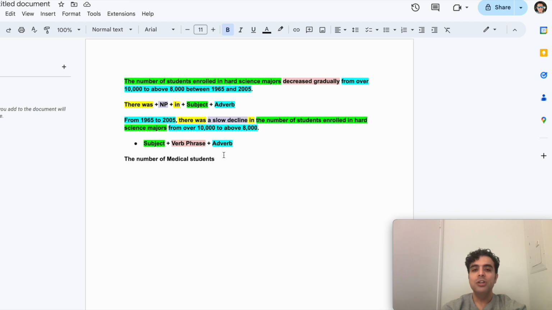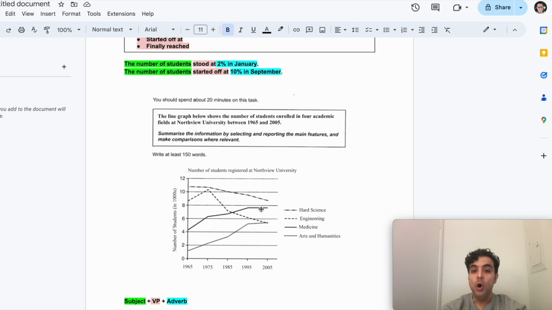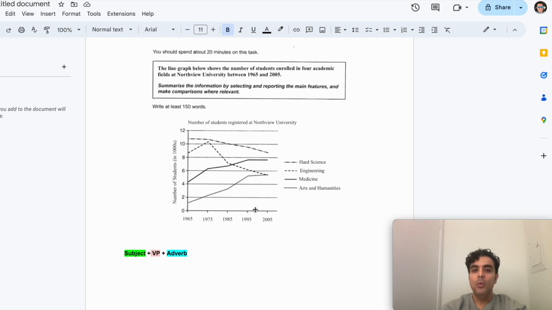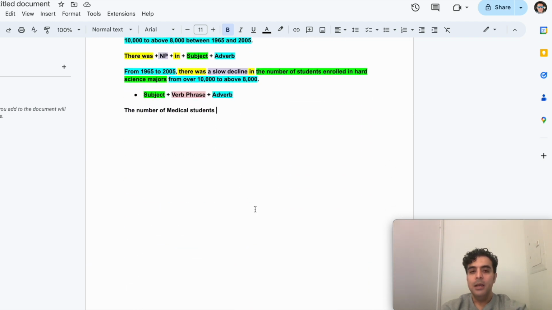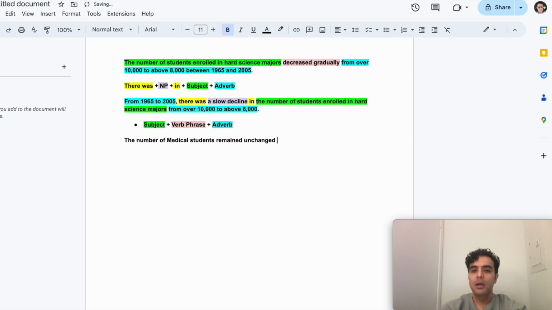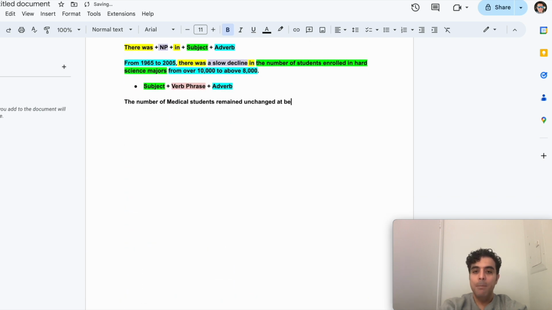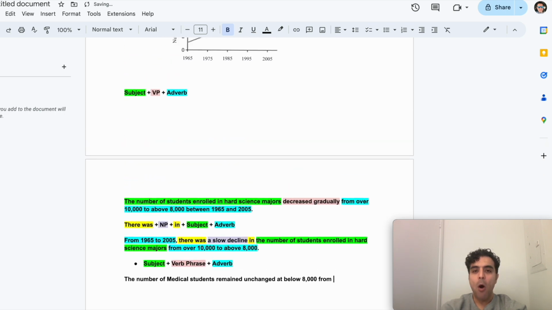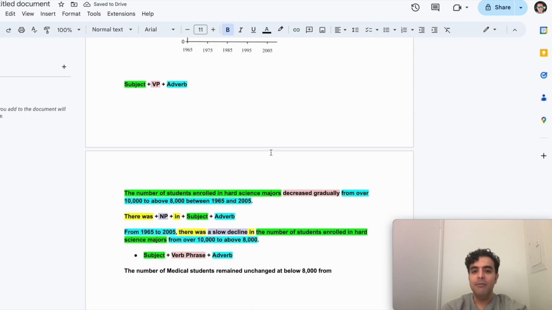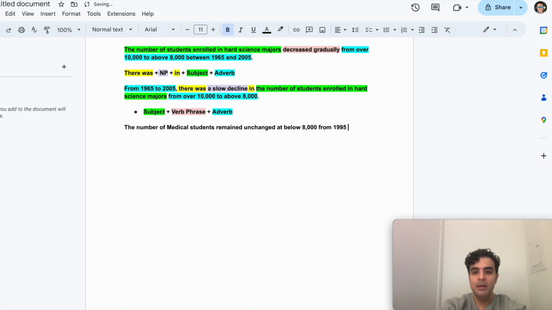Then we need to mention the verb phrase. Now remember, there was no change, right? So what we could say is basically the number of medical students remained unchanged, right? That's the verb phrase. And then we need to mention the time and the amount. At below 8,000, from, and what was the period? It was from 1995 to 2005. So from 1995 to 2005.